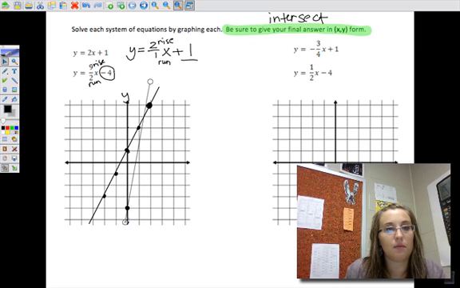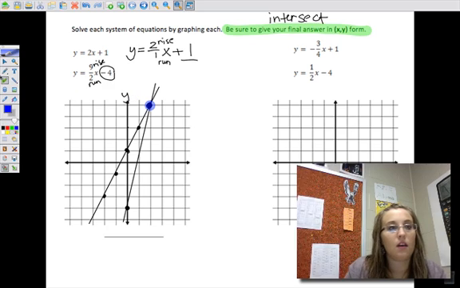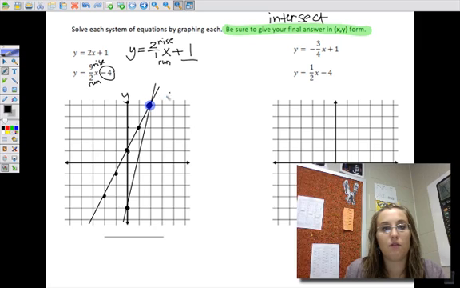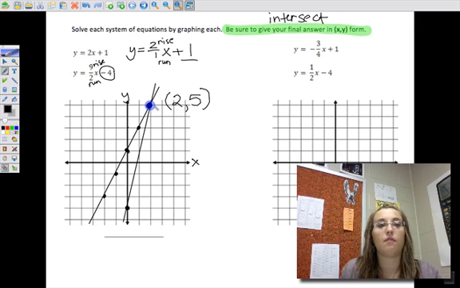Okay, when I connect them through, I see that they have one point of intersection, and that would be right here. And the solution, the answer, is in xy form. I need to know the x coordinate of this point, which would be 2, and the y coordinate of this point, which would be 1, 2, 3, 4, 5. So 2, 5 for this point.